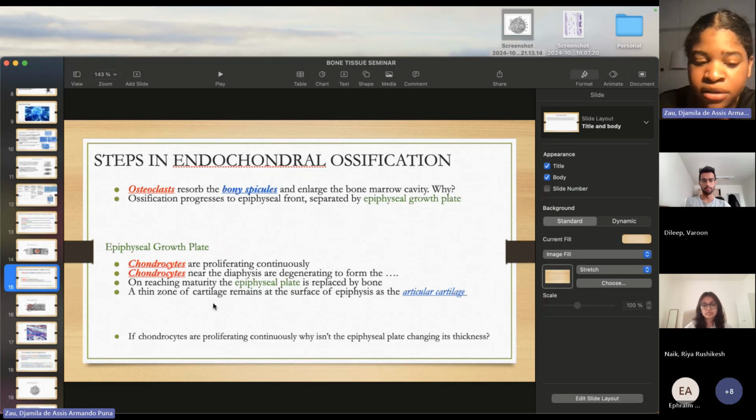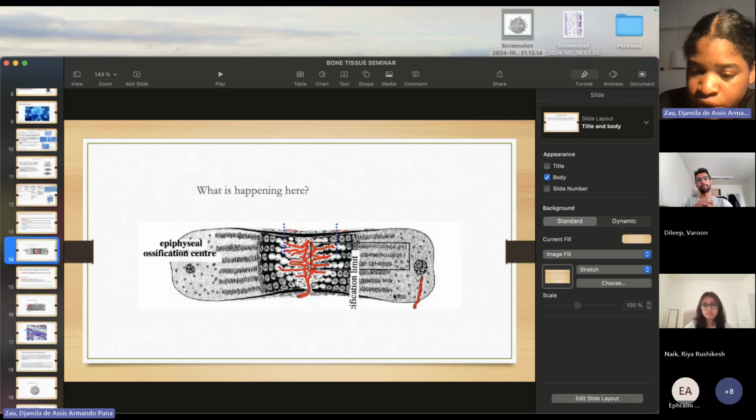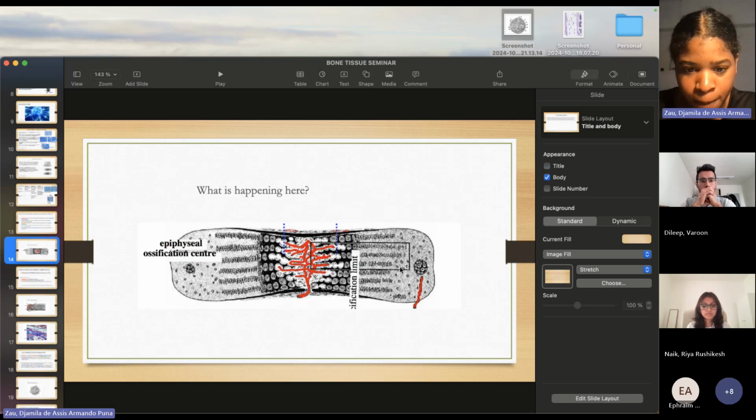Now, I have a question for you guys. I said that the chondrocytes here towards the epiphysis are proliferating a lot, and I already told you the answer to this question. If they're proliferating a lot, why isn't the epiphyseal plate changing its thickness? Does anyone know? It's because something else is happening with the chondrocytes here. Some are proliferating here, but some are degenerating here. And that is why the epiphyseal plate is not going to grow in thickness.